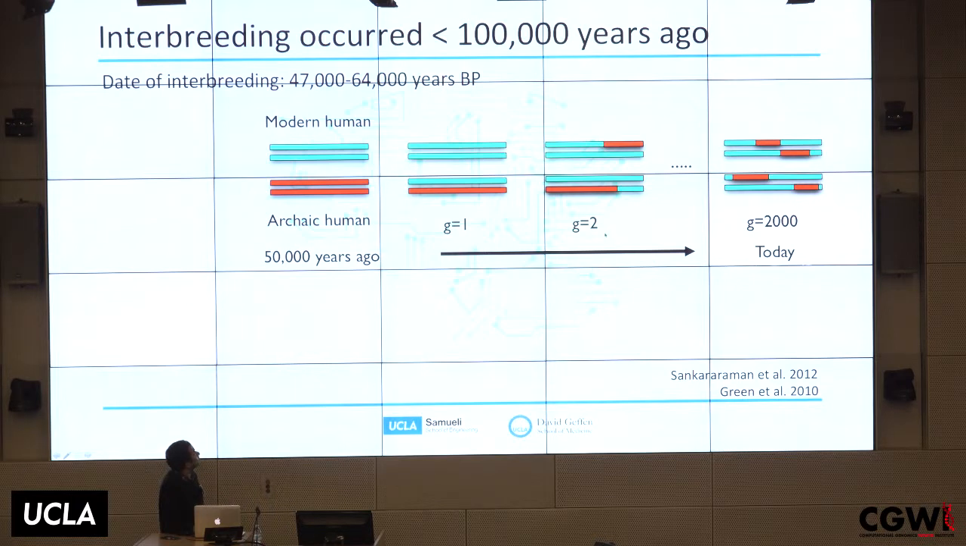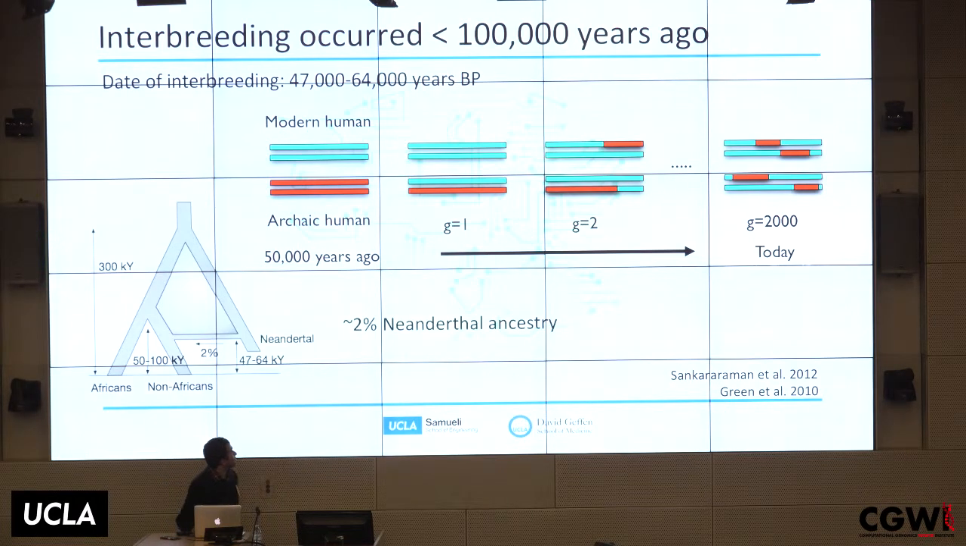So what we observed was when we looked at the length distribution of these segments, we could date this interbreeding event to be about 50,000 years ago. And then we did some additional analysis to show that about 2% of the genomes of non-African individuals comes from this population.